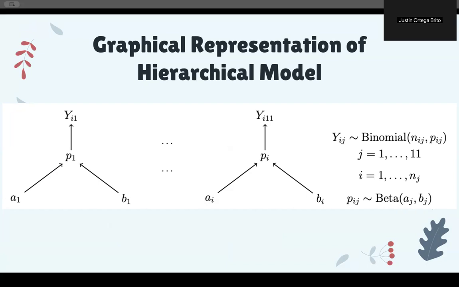We assigned a beta prior for Pij with parameters alpha and beta, and since these two parameters are unknown, we specify a hyperprior distribution for both alpha and beta. What are these hyperprior distributions we assigned?